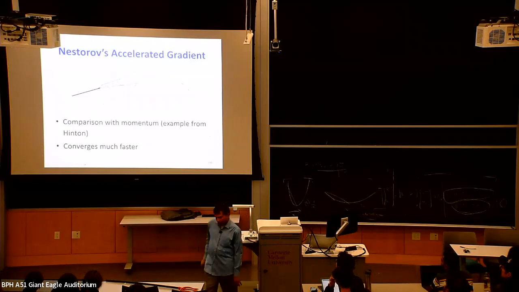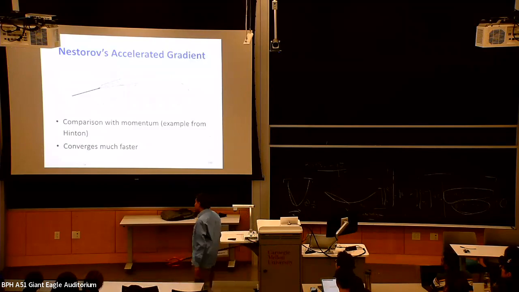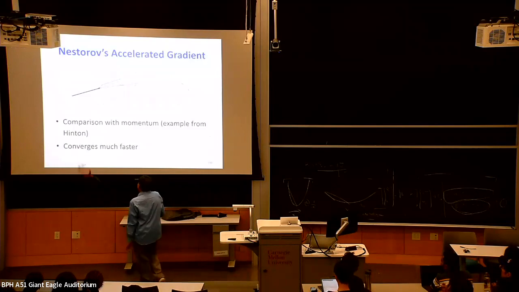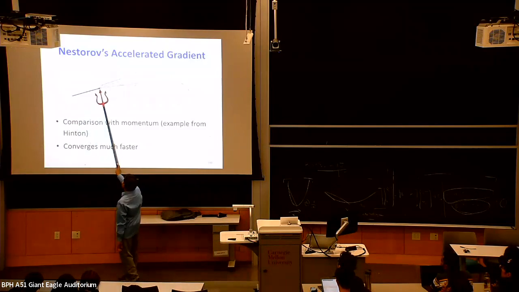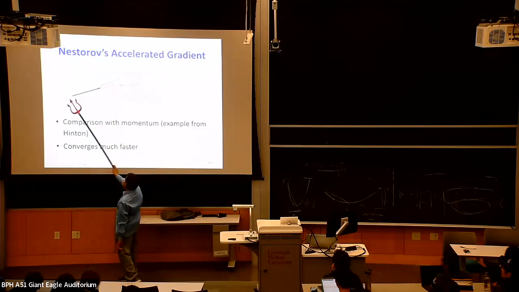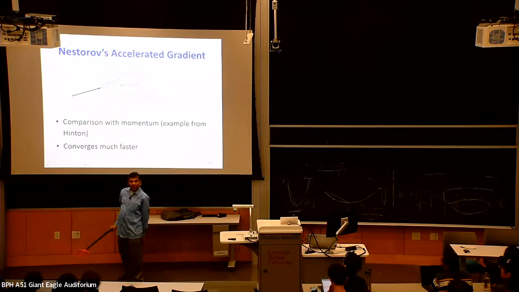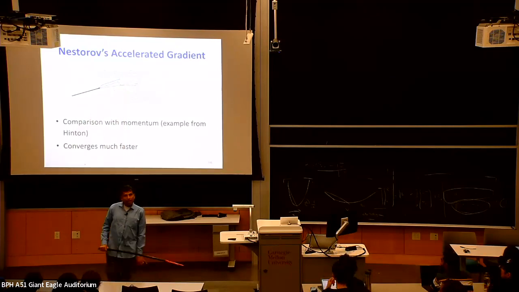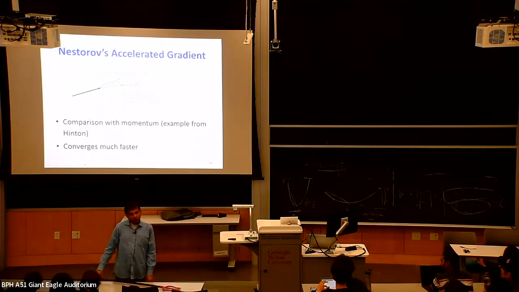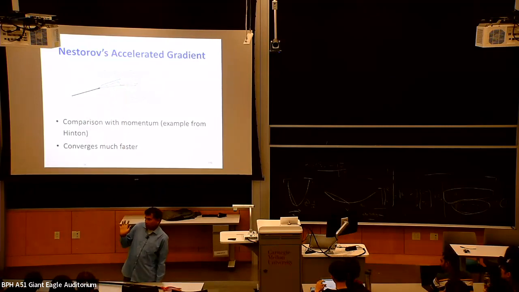So here is the comparison of the two. If I'm doing momentum, if I've taken this previous step and come here, then I take the gradient and go here, and then add a scaled version of the previous step. That's going to take me here. Whereas if I'm just taking the scaled version of the previous step and then taking the gradient, that's getting me here. And in the case of the convex function, you can see that the second one gets me much closer to the optimum. So for a convex function, the second approach is much better.